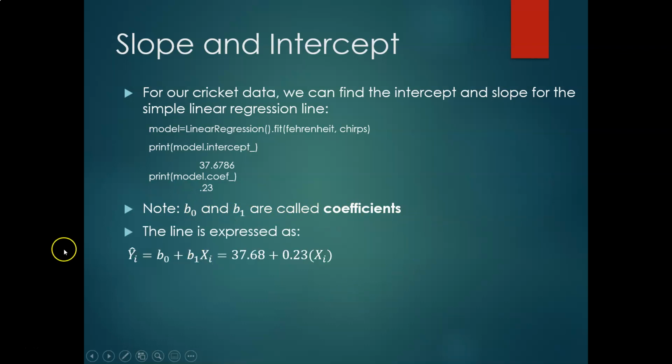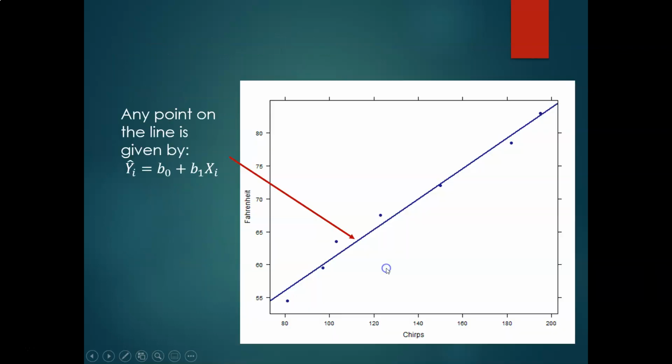So the line could be expressed as such. A predicted y for any value is going to be equal to the intercept plus the slope times the x for that particular row. So the y predicted for that row is going to be equal to the x value for that row, multiplied by the slope and then added to the intercept. In this particular case, the numeric value is 37.68 plus our coefficient, 0.23, times x for each of the rows that we have in our data set. So any one point on that line is given by that particular value, right?